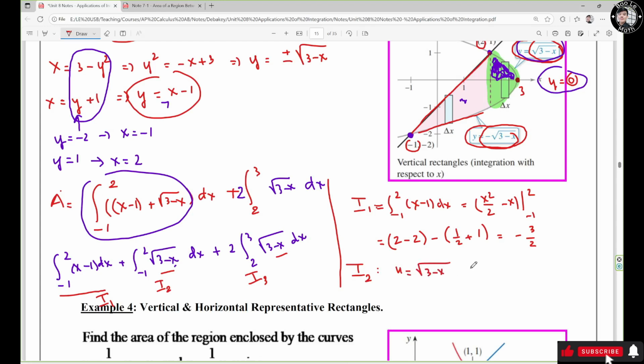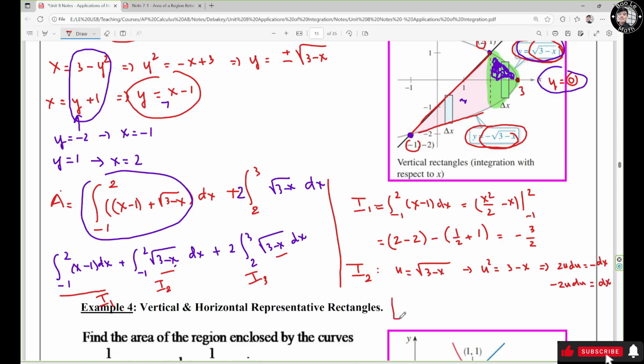3 minus s, right? Then you're going to square both sides. So you have u squared equals 3 minus s. Then you're going to take the derivative of both sides. So it could be 2u du equals -ds. Now I'm going to multiply both sides by -1. So I have -2u du equals ds.